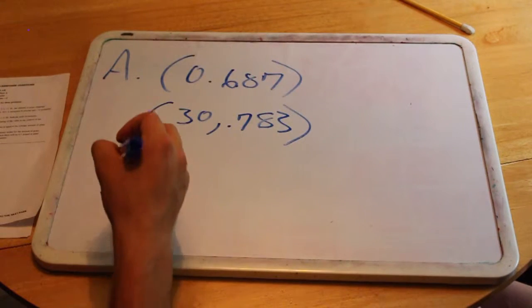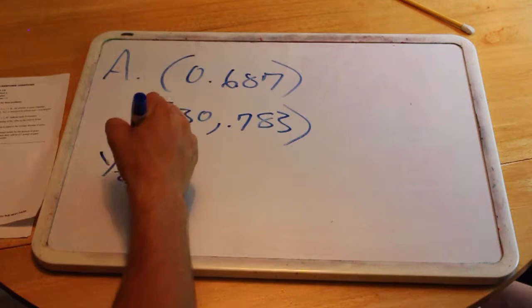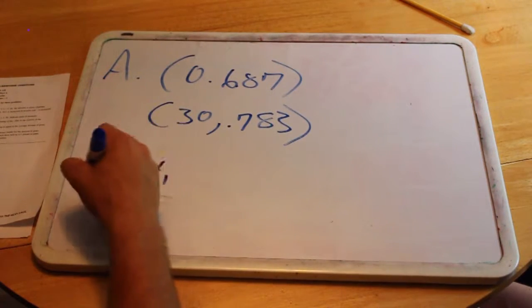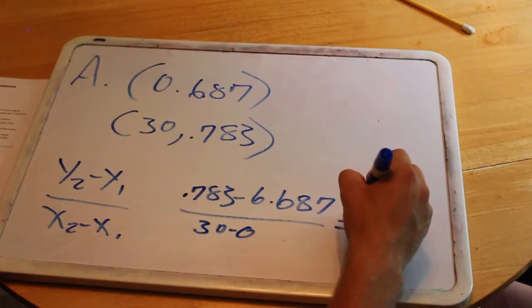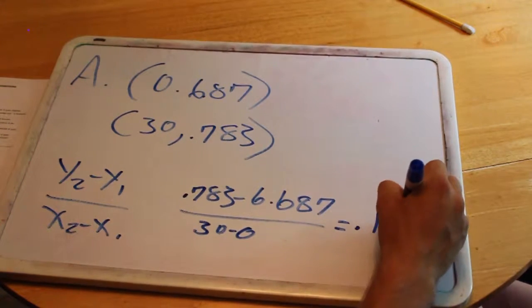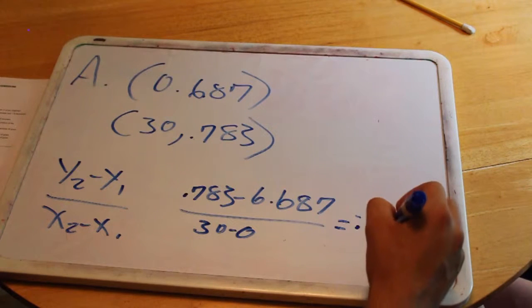Alright, so for A, we're going to start with our 2 endpoints. Then we're going to do the classic y2 minus y1 over x2 minus x1. And that's going to equal negative 0.197 pounds per day.